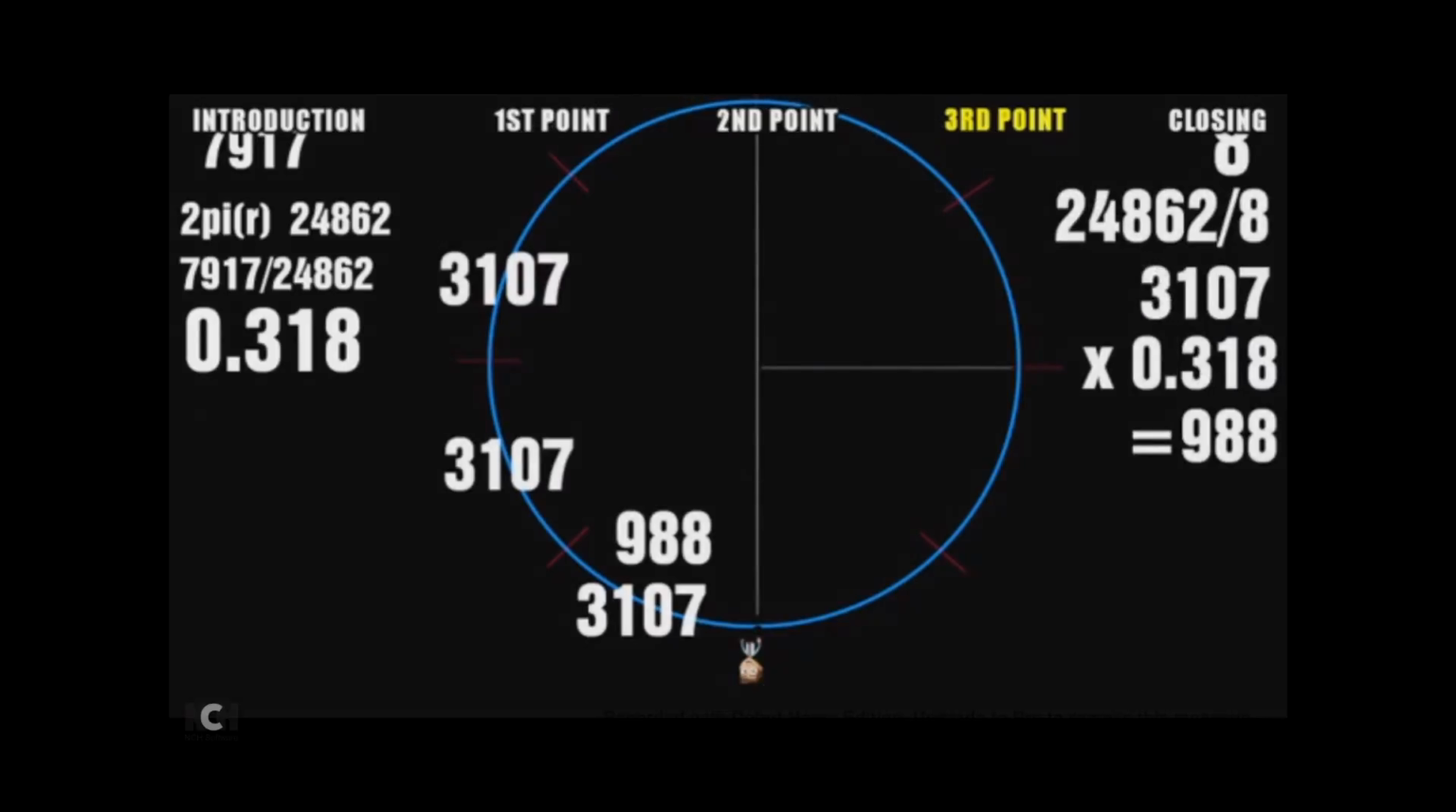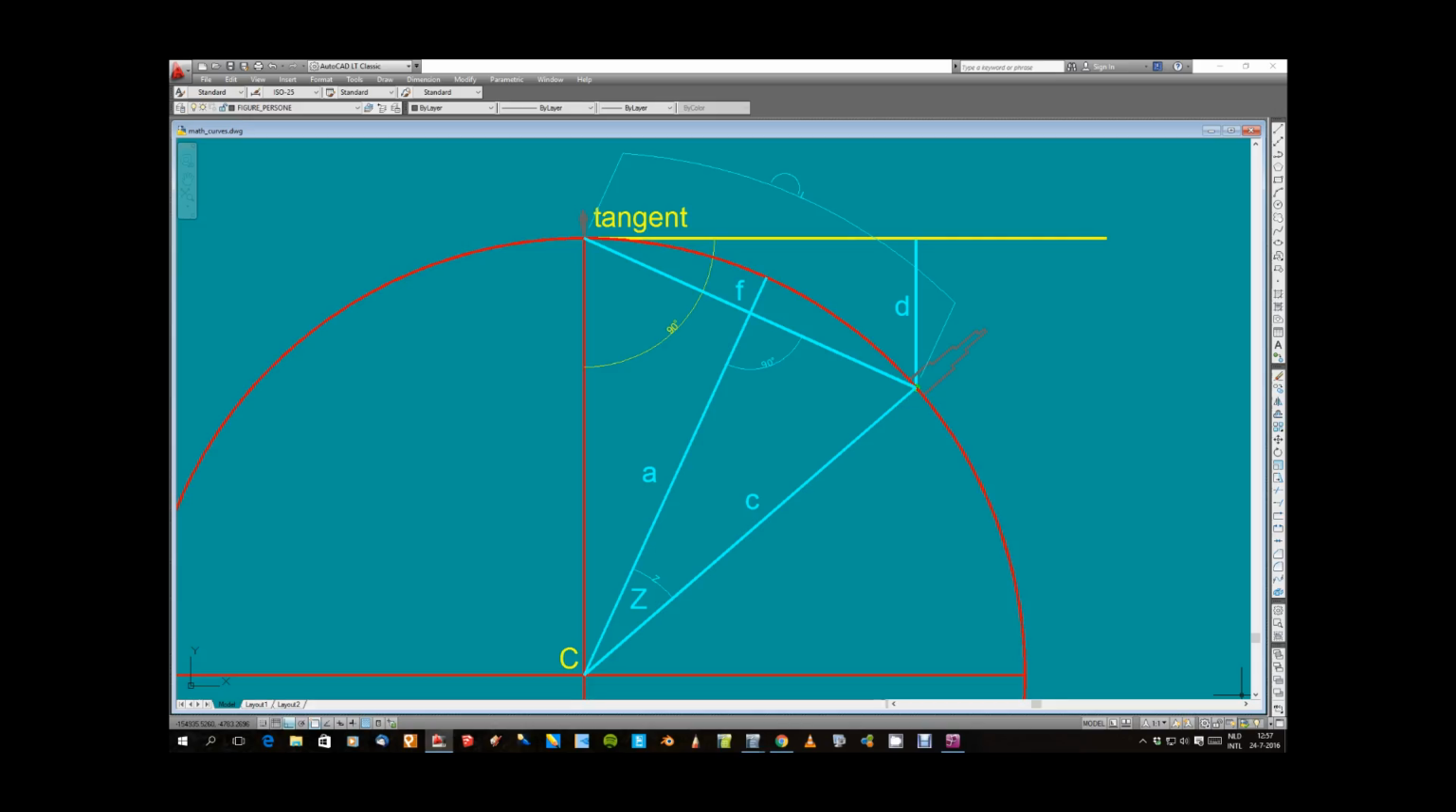So you'll see I use the red marks to mark off 8 sections of the globe. So it's 8 different sections, so we take 24,862 and divide it by 8, which gives us 3107. So that's 3,107 miles traveled in between each of the red segments. And if we take that and we multiply it by the 0.318, we get 988. Well, 988 sounds about right for the miles of curvature in each section of 3107.